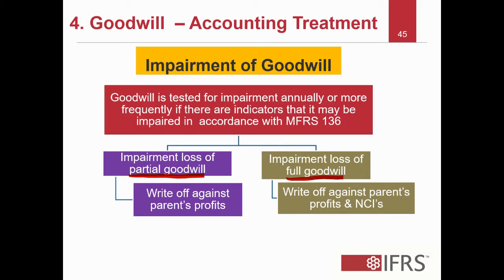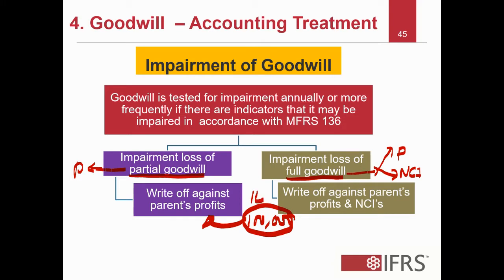So if partial goodwill, remember only the parent share of goodwill is being recognized. Under the full goodwill, you have the parent as well as NCI share of goodwill being recognized. So if you have an impairment loss of, let's say, 100,000, using the partial goodwill method, this impairment loss, I put IL there, of 100,000 will be debited directly to the statement of profit or loss of the parent.